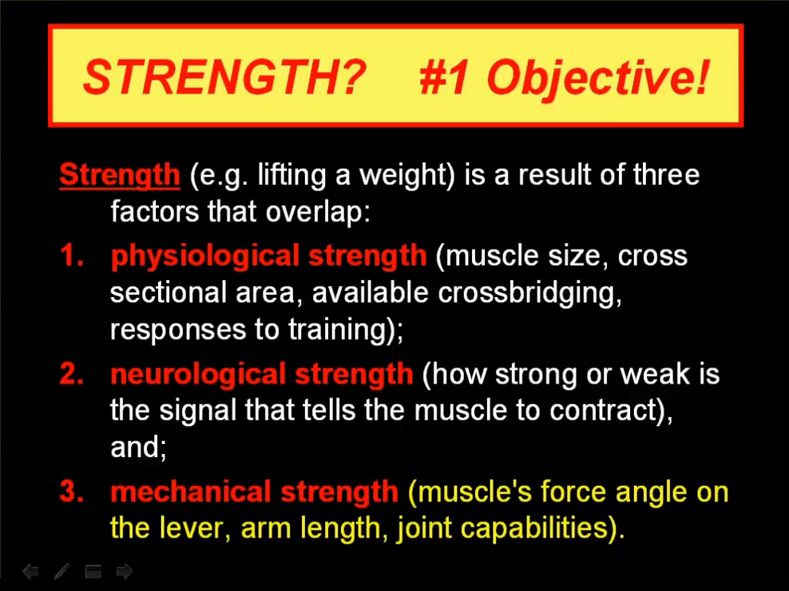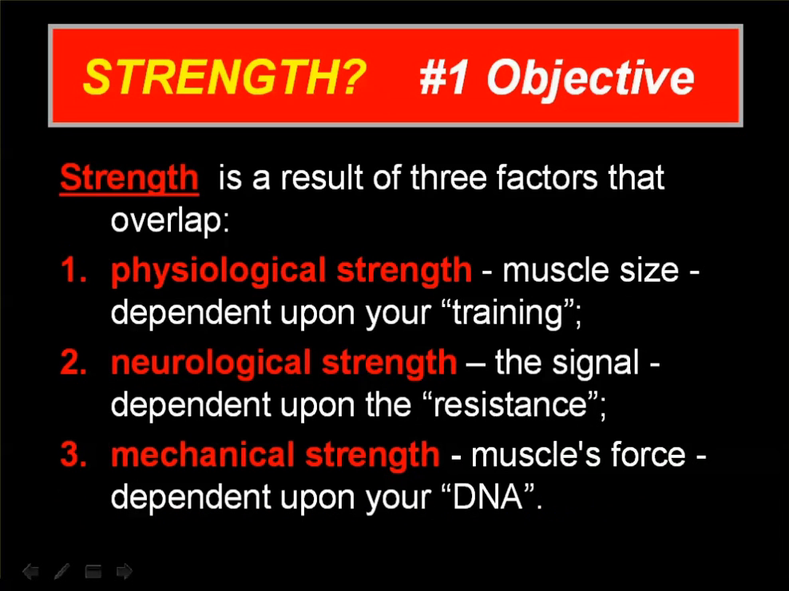Well, let's try this approach. Again, strength is a result of three factors that overlap. The physiological strength is dependent upon your training. The neurological strength is that signal. It's dependent upon the resistance. Obviously, pushing a Volkswagen sends one signal, pushing a semi sends another signal. Mechanical strength, that muscle force on your DNA issues we talked about, we have some input on, but we don't have a lot on. We can't change the length of your arms. We can't change the length of your leg.